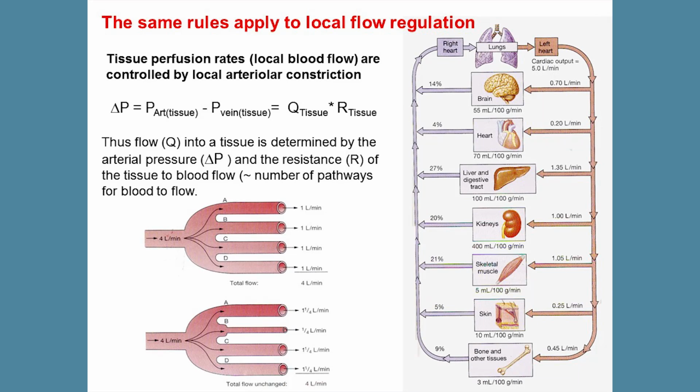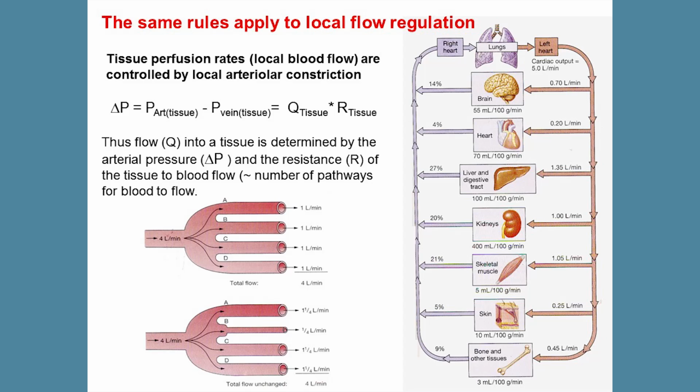Let's say, for example, there was a need to shut off blood flow to tissue B. How might this impact the other tissues? Well, we know from Poiseuille's law that if we increase the resistance in tissue B, we're going to have decreased blood flow, and that's exactly what we see in this lower example of the diagram. We squeeze down on the arteriole for tissue B, and we see that its flow drops to 1/4 of a liter per minute. But what's interesting in this example is that the entire system is still being fed at 4 liters a minute. And so tissues A, C, and D pick up the extra flow.